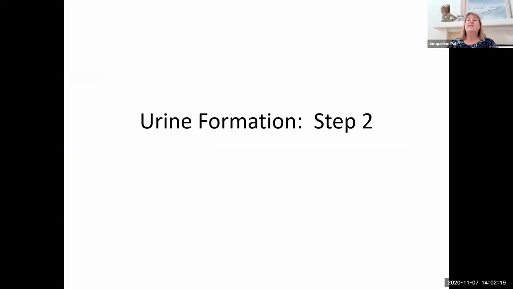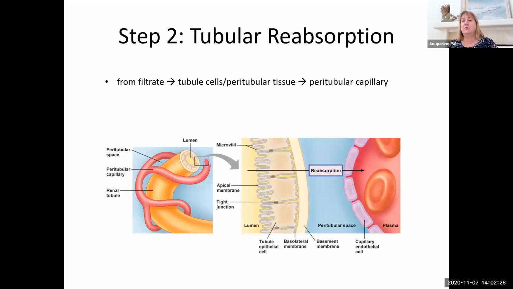Welcome back. So in this section, we're going to continue our formation of urine, go to the second step, which is known as tubular reabsorption. So what is happening in here, we are taking stuff from that filtrate we formed in step 1, and those substances move through the epithelial cells of the filtrate, going through those cells until they're in the peritubular tissue, from where they can then enter the peritubular capillaries.